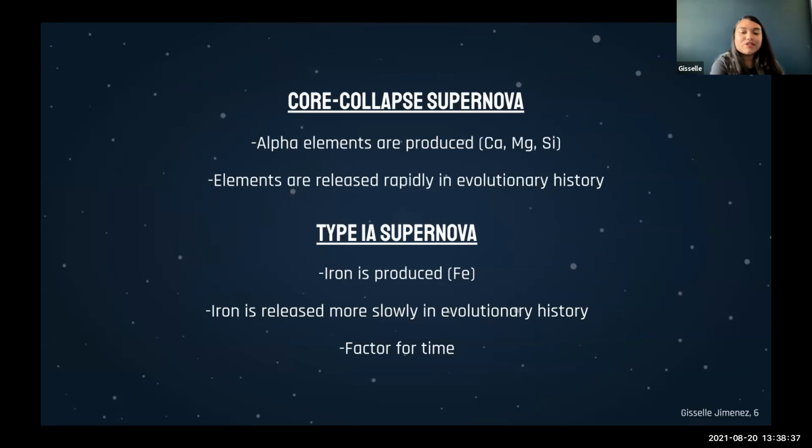Iron is released more slowly in evolutionary history since type 1a supernovae do need a white dwarf to produce iron. And iron can also be used as a factor of time to show the time scale between the core collapse supernovae and the type 1a supernovae.